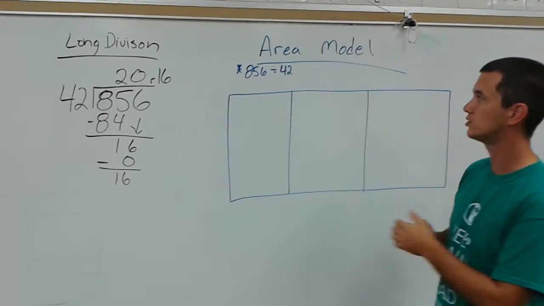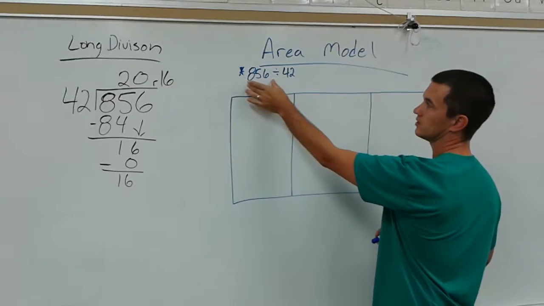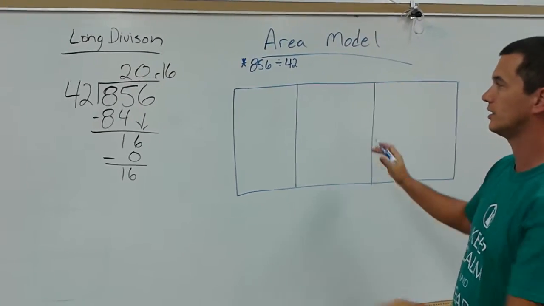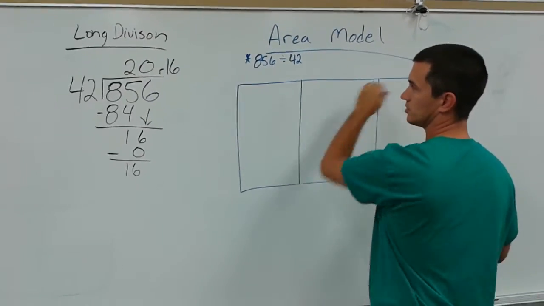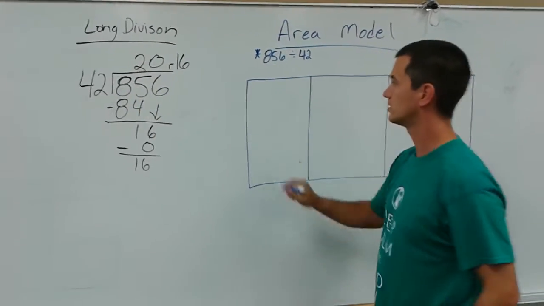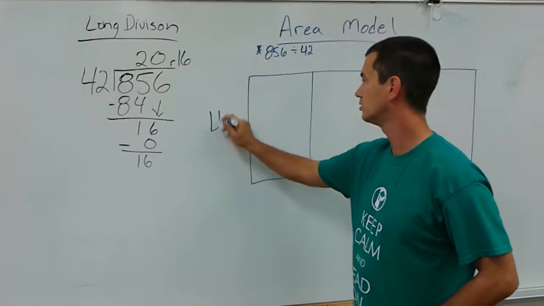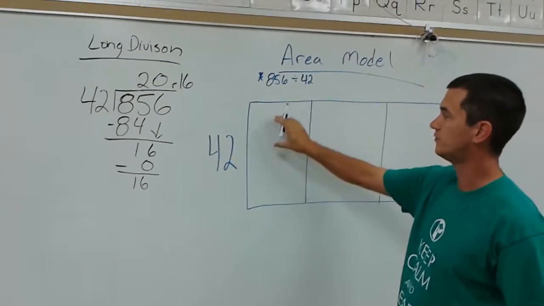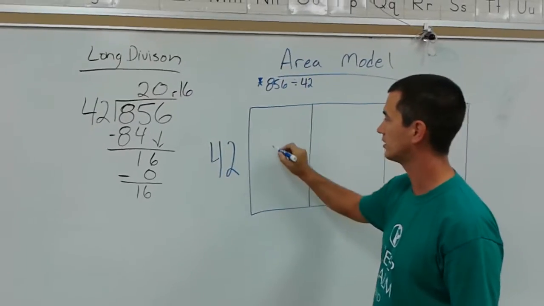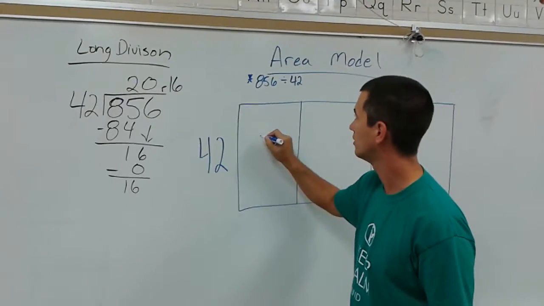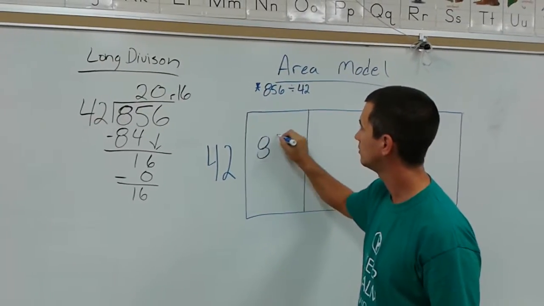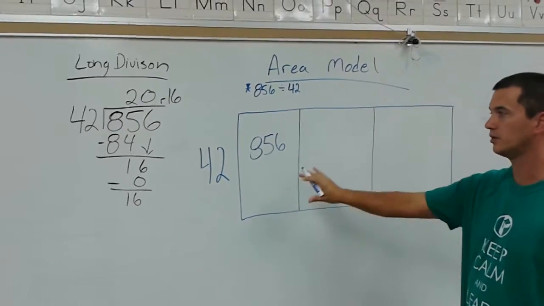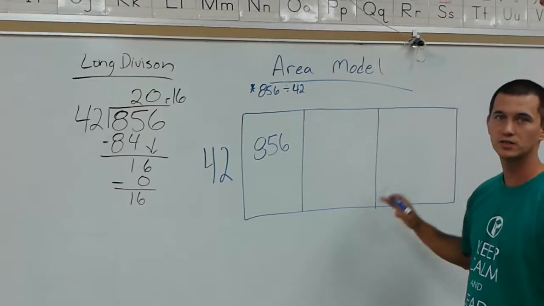So what you're going to have here is your original problem, which is 856 divided by 42. So what we're going to do is pretend that this is basically the division symbol, right here. So we're going to take the divisor, which is 42, and put it right here, and then we're going to take 856 and stick it inside, like this were the house, per se.